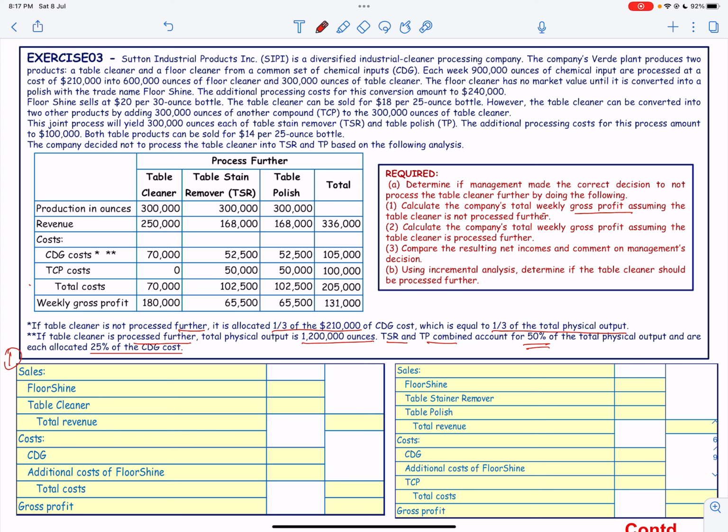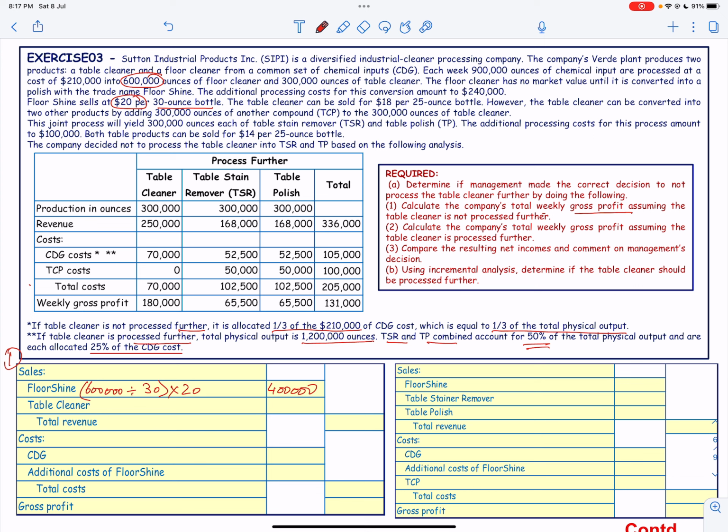So the sales is for 600,000, and we can see that each bottle is a 30 ounce bottle, so 600,000 divided by 30 will give us the total number of bottles, that will be 20,000, times the selling price per bottle, that is 20 times 20, so this is equal to 400,000.